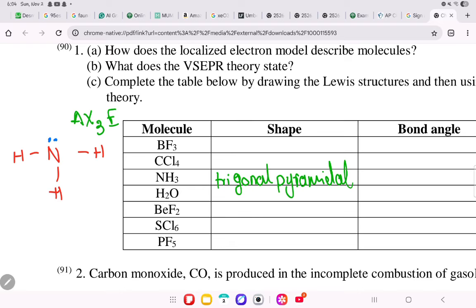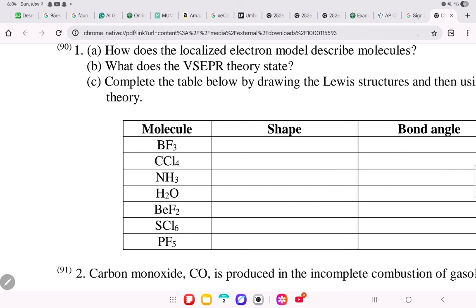And what's the angle at trigonal pyramidal? It is slightly less than 109.5 degrees. In the answer key, they put the 107. Don't put that because we don't know what the angle is. You just need to say it's slightly less than 109.5 degrees and you will get your answer.